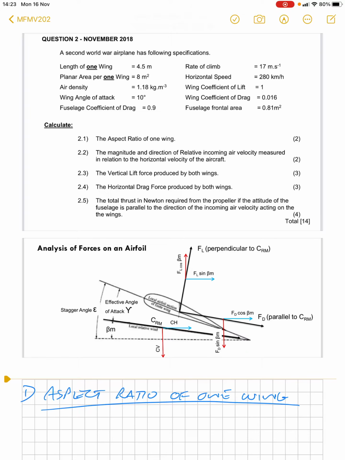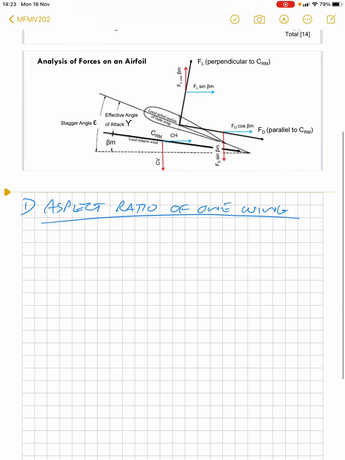The air density is given. Angle of attack is 10 degrees. And the fuselage drag coefficient is 0.9. The rate of climb is 17 meters per second. Horizontal speed is 280 kilometers per hour. The wing coefficient of lift is 1, and the wing coefficient of drag is 0.016. Frontal area of the fuselage is 0.81 square meters. So firstly, calculate the aspect ratio of one wing.